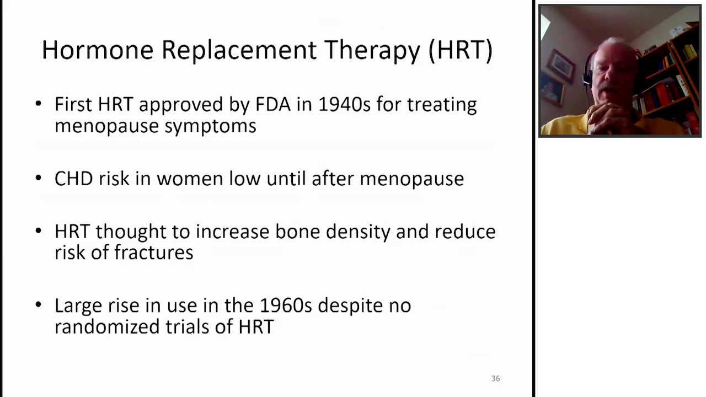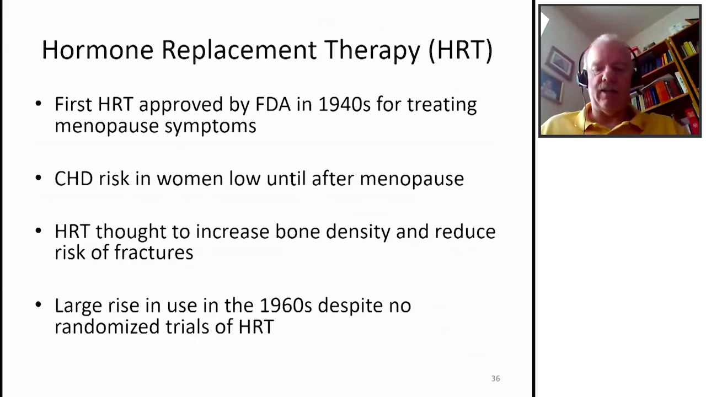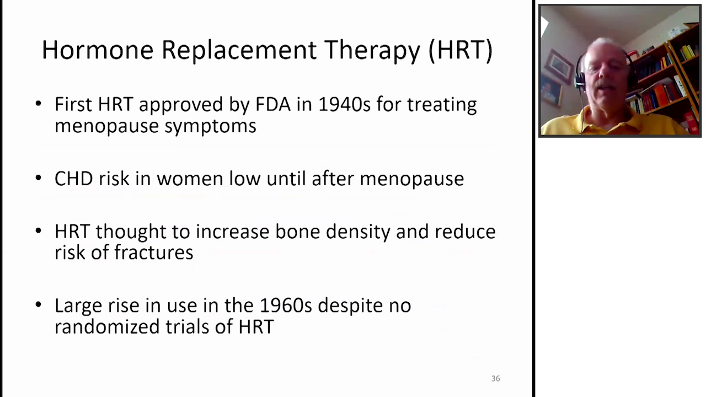Last thing I wanted to tell you about was a really interesting story about hormone replacement therapy. The first hormone replacement therapy in postmenopausal women, or women going through menopause, was approved by the FDA in the 1940s. People noticed that the cardiovascular heart disease risk in women was low until after menopause, very low compared to men's risk. And then after menopause, the risk went way up.